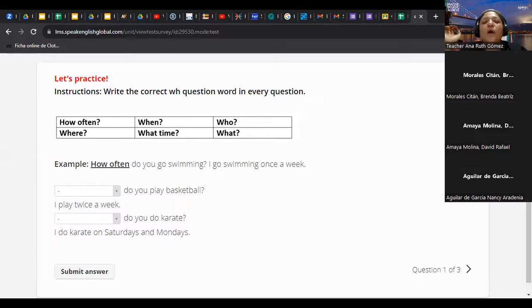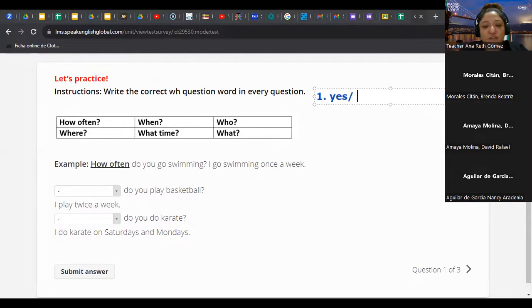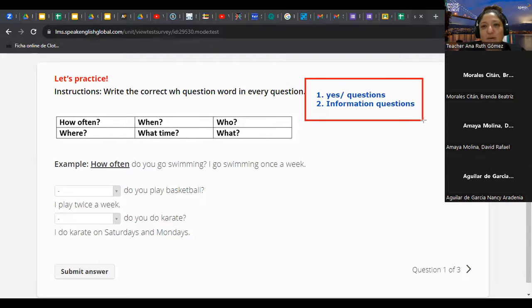No problem, Jorge. All right, now here, everybody, remember that in English we have two groups of questions. We have yes, no questions, and we have the second group that are information questions. All right, very good. So, right now, what we're gonna do is we're gonna see some information questions. Now, let me see if you know the meaning of these words.